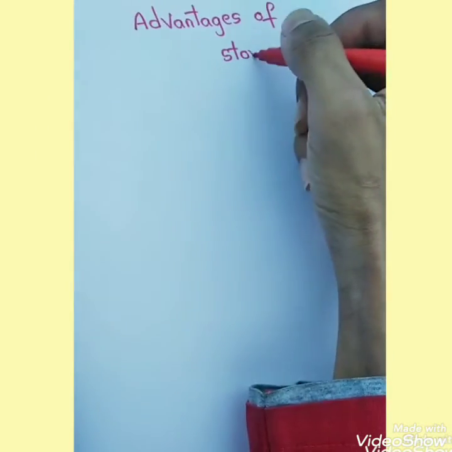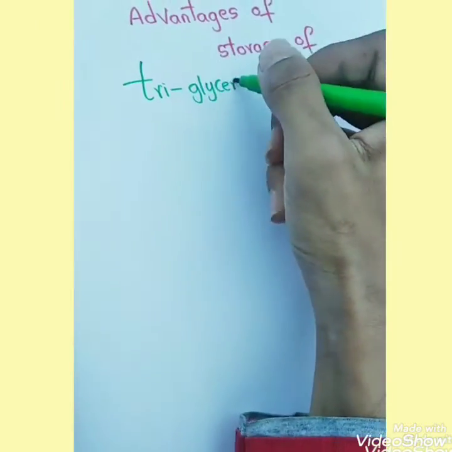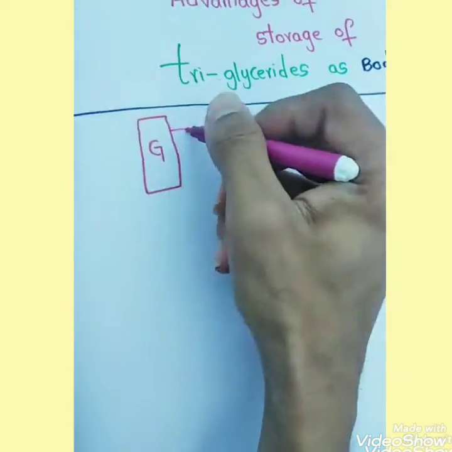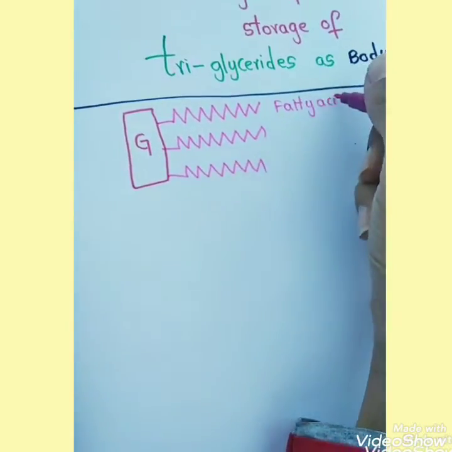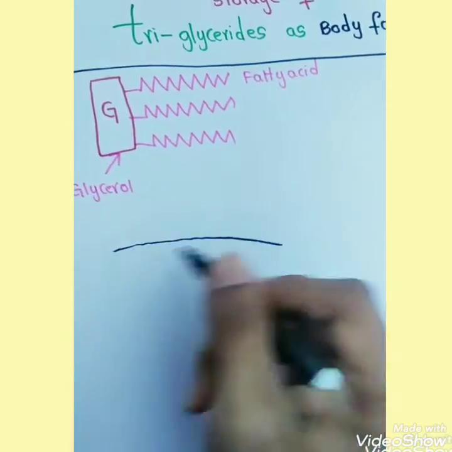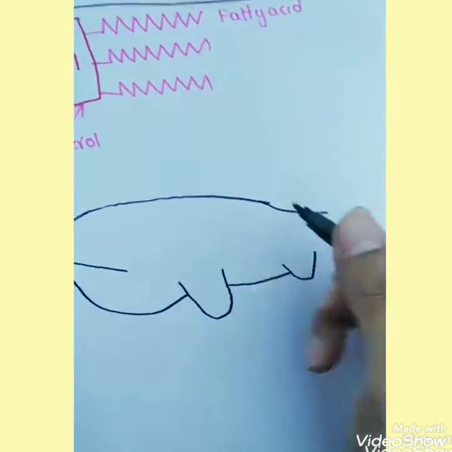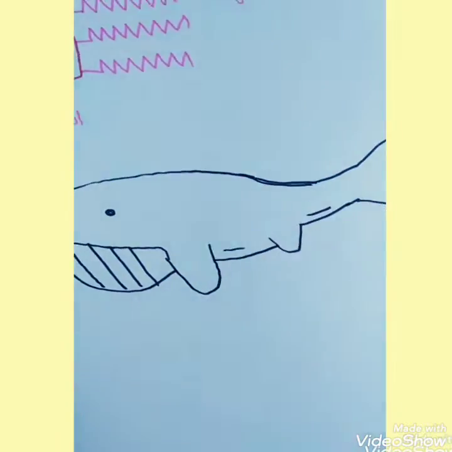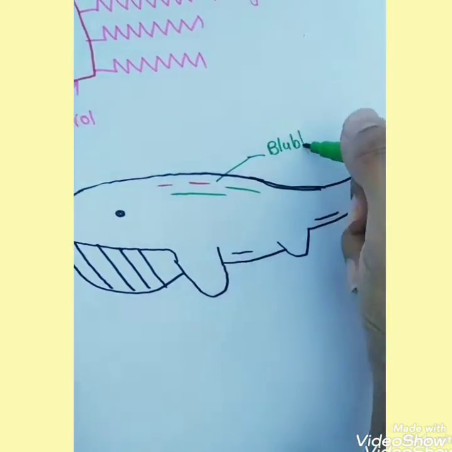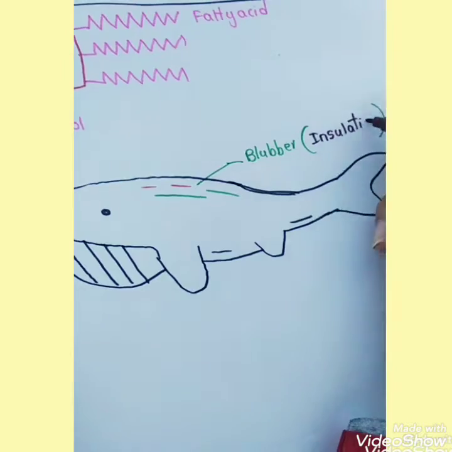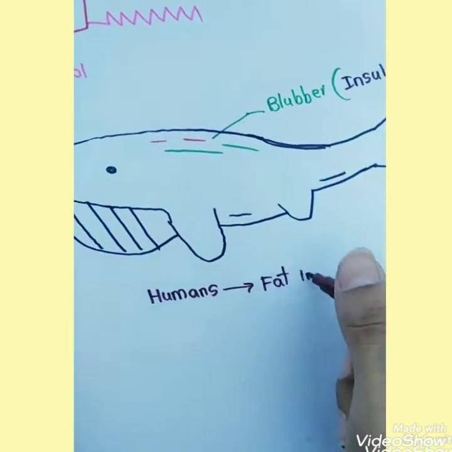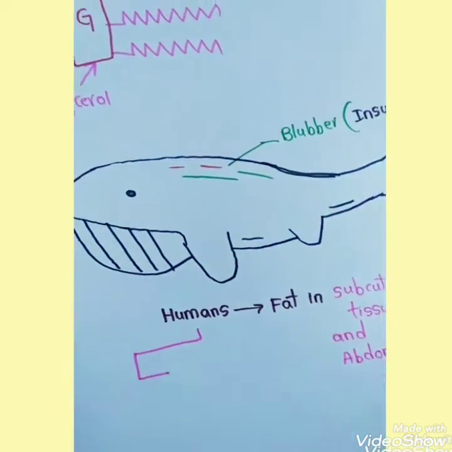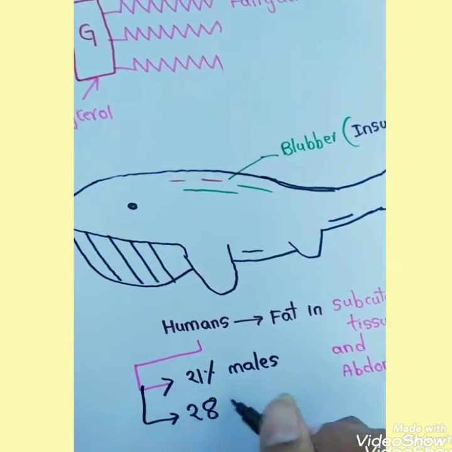Let us see the advantages of storing the triglycerides as body fat. As we have previously discussed, a triglyceride means 3 fatty acid chains attached to 1 glycerol head. Mammals, such as the world's largest animal, Balaenoptera musculus, the blue whale, can store these triglycerides as body fat under the subcutaneous tissue in the form of blubber, which gives it insulation in the cold Antarctic waters. Humans also store the triglycerides as body fat in subcutaneous tissue and the abdominal layer, which can vary between the sexes, in males 21% and females 28%.